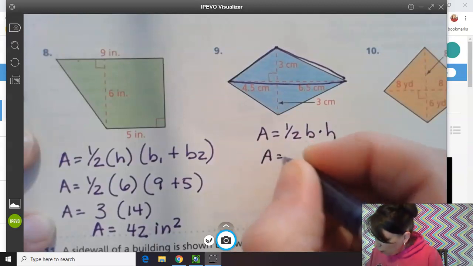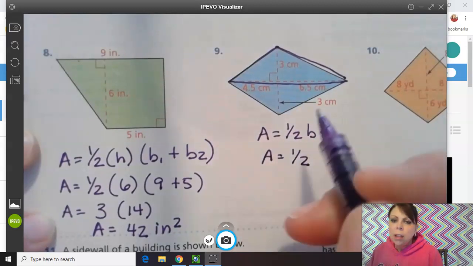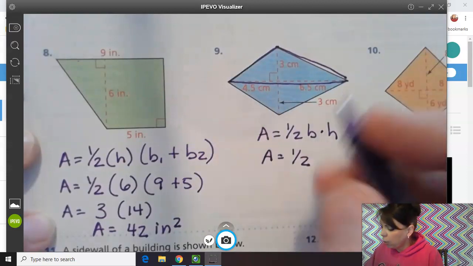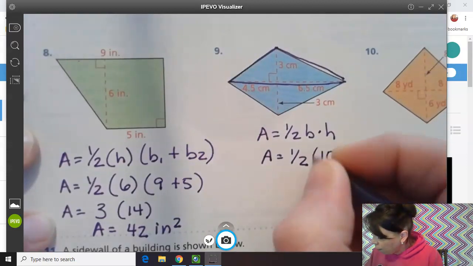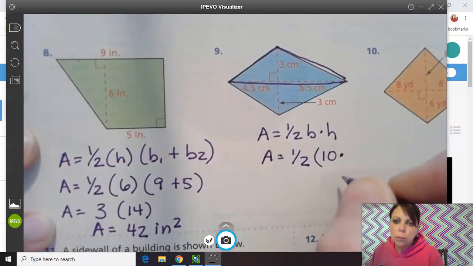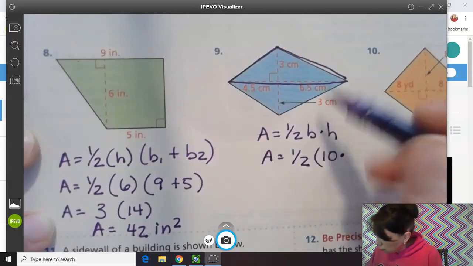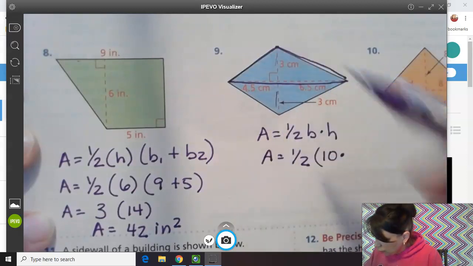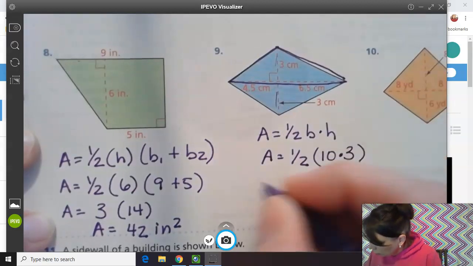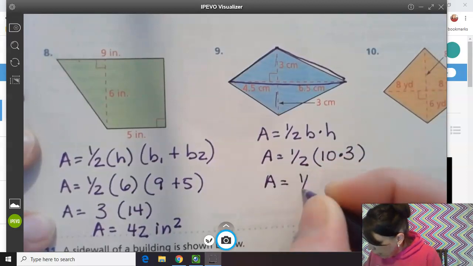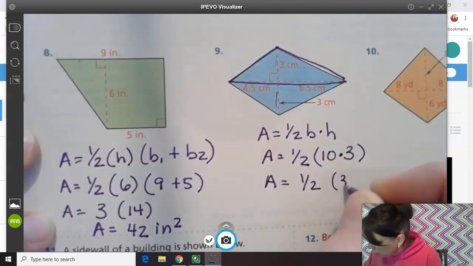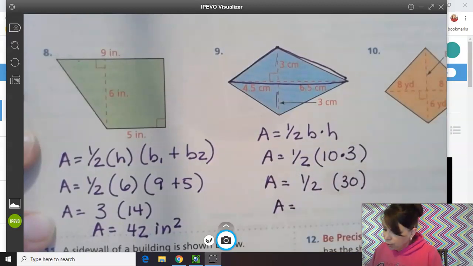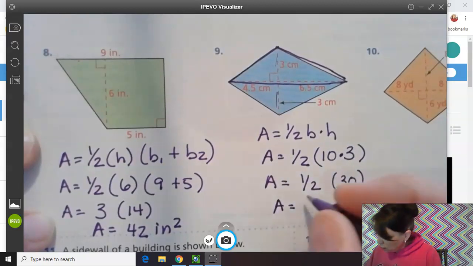All right. Area equals half. The base is 4.5 plus 5.5. If you add those together, you get 10. Half of 10 times the height. And for both triangles, it is 3. So we have two identical triangles, 3. Area equals half of 10 times 3 is 30. Area equals half of 30 is 15.